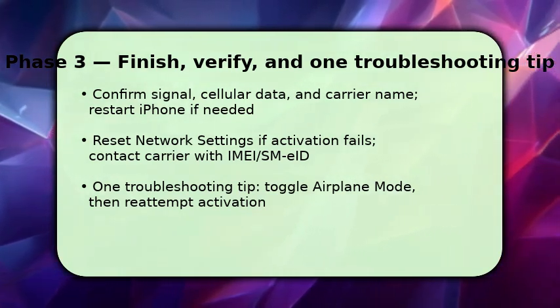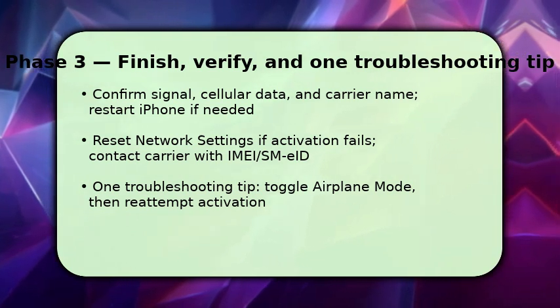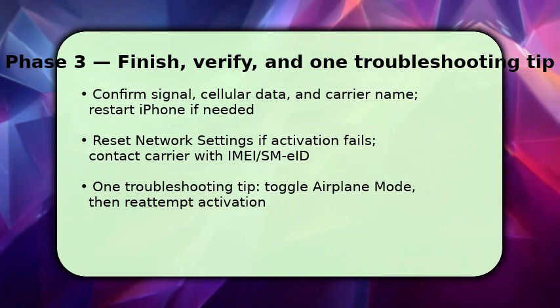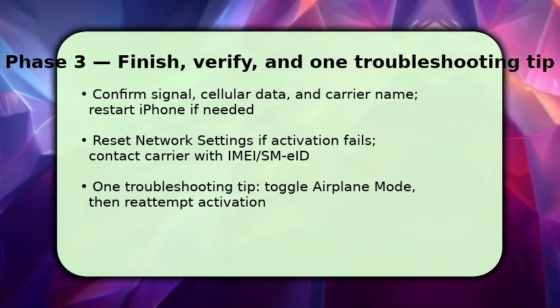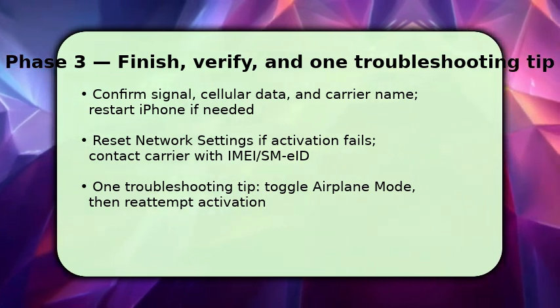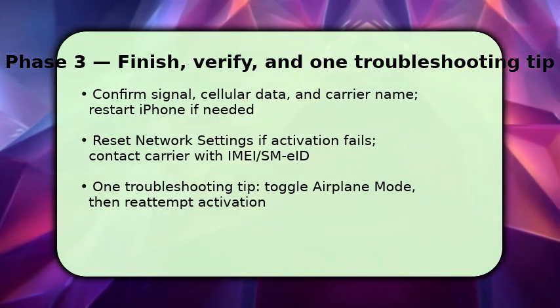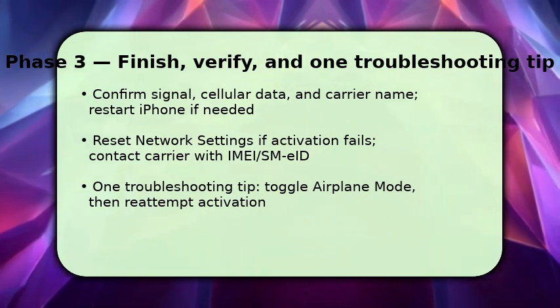If activation fails, restart the iPhone first, because a reboot often clears temporary issues. If problems persist, reset network settings to clear old configs, but note this removes Wi-Fi passwords. As a last step, contact your carrier with your IMEI or SMEID for remote provisioning. One quick troubleshooting tip: toggle airplane mode on and off, then retry activation.